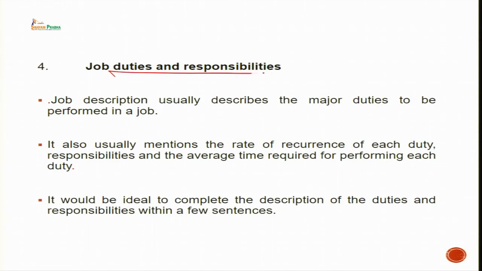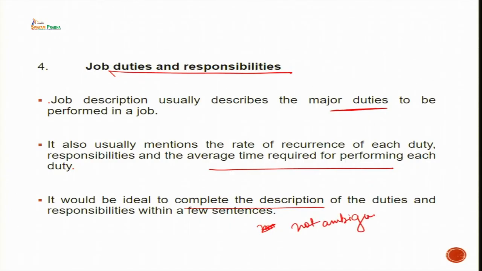After that, we identify the job duties and responsibilities. So, major duties which are to be performed, and the average time required for performing each duty, are discussed in this section. It will be ideal to complete the description of duties and responsibilities within a few sentences so that it is not ambiguous, and the employee knows his role very well.